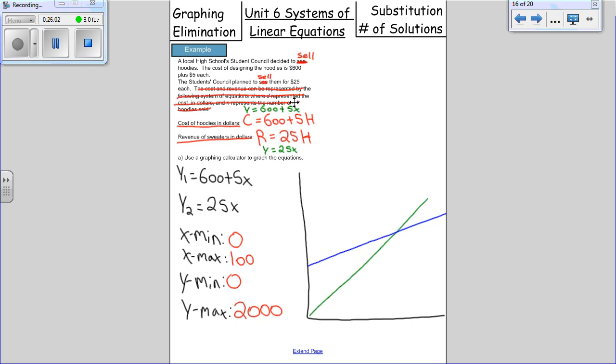All right, we're going to take this beautiful graph, and we are going to answer some questions on the next slide with it.